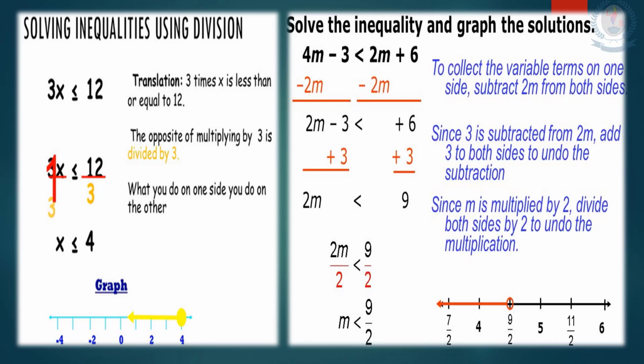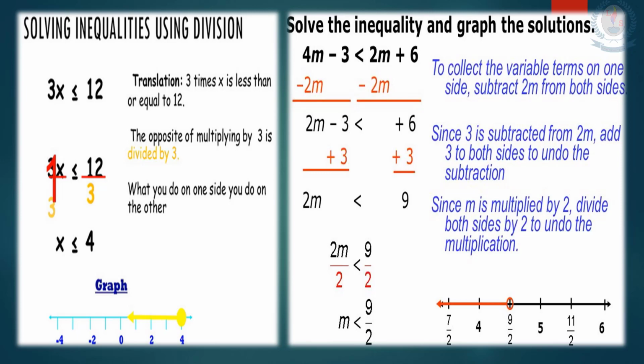m minus 3 is less than 2m plus 6. To collect the variable terms on one side, subtract 2m from both sides. Take like terms to one side: so 4m, then take the other 2m as minus. Then it will be 2m minus 3 less than 6. Take that minus 3 to the other side, so it becomes positive: 2m is less than 9.